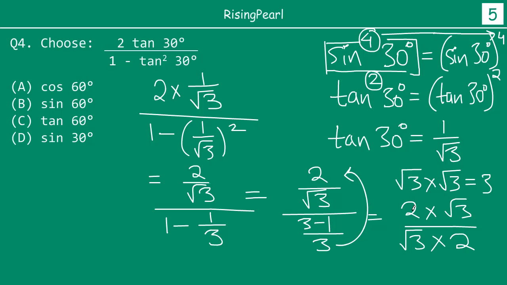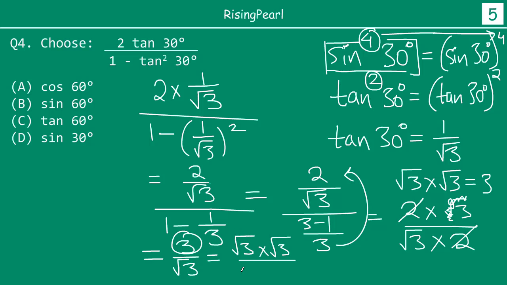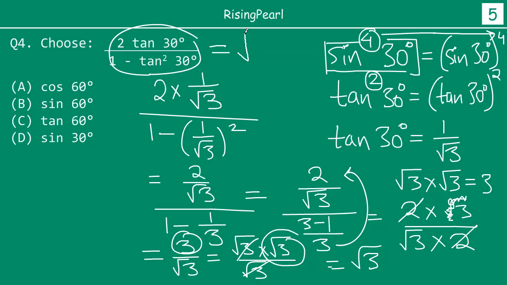So here actually this is 3, not a square root 3. This 3 goes up here. So the 2 and 2 will cancel out, and you will have 3 divided by square root 3. Now 3 can be written as square root 3 times square root 3, divided by square root 3, so this will cancel out. So the expression evaluates to square root 3. This entire expression evaluates to square root 3.